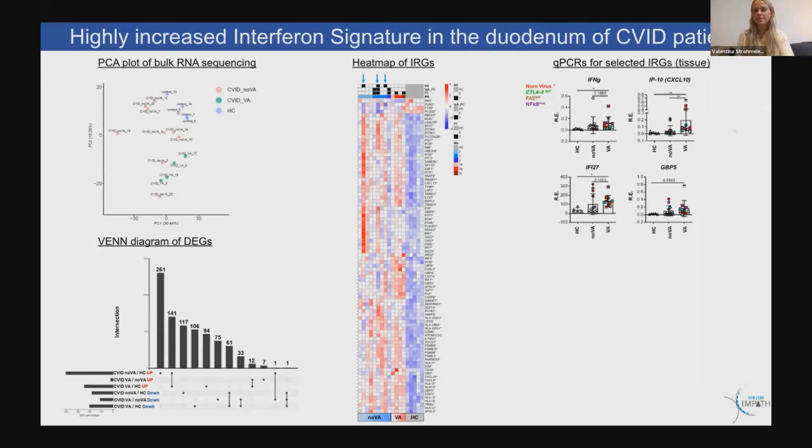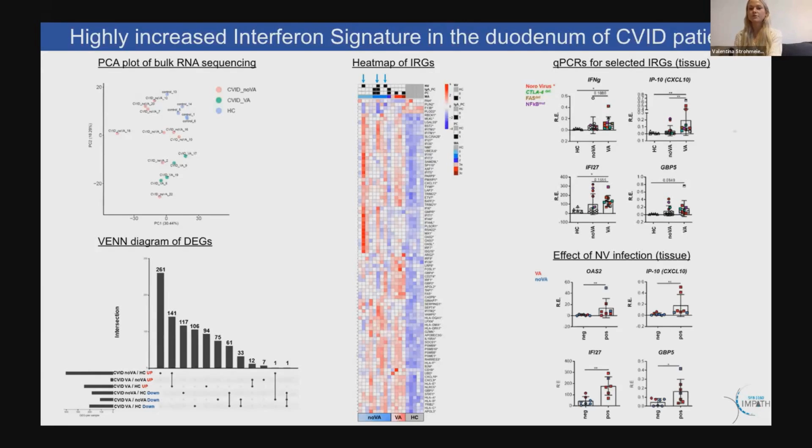Next, we were also interested in the effect of norovirus infection on interferon response gene expression. Indicated by the blue arrows, you see patients with a norovirus infection, and you can see that they had an even more increased interferon signature. We also double-checked this by qPCR. In red dots are shown villus atrophy patients, and in blue no villus atrophy patients, but grouped by norovirus status. All those 4 genes, which are also involved in antiviral response, such as OAS2, were significantly upregulated in tissues that had norovirus infection.